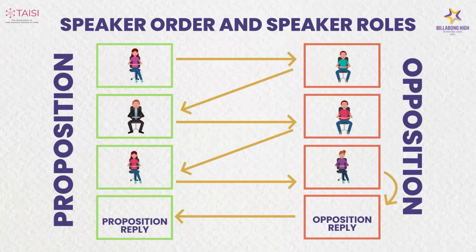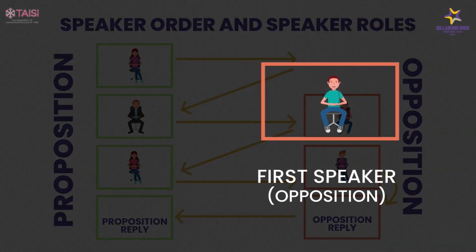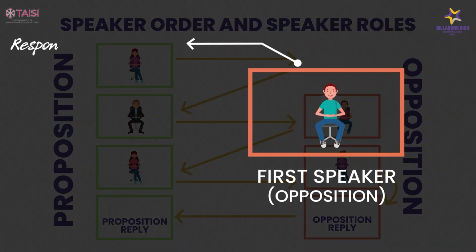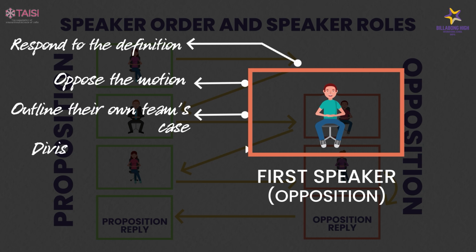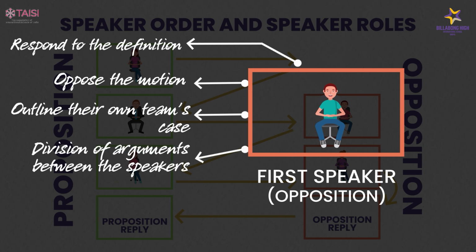After the first speaker of the proposition has spoken, the next speaker is the first speaker of the opposition. The first opposition speaker's role is to respond to the proposition's definition and explain why the opposition team opposes the motion. As the first opposition speaker, they must also outline their team's case and explain how the arguments will be divided between the speakers of their own team.